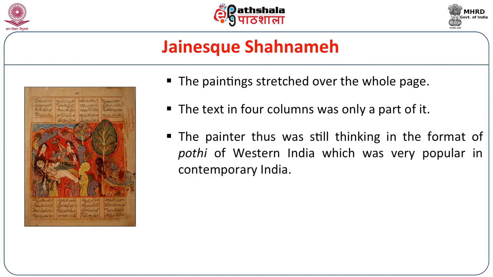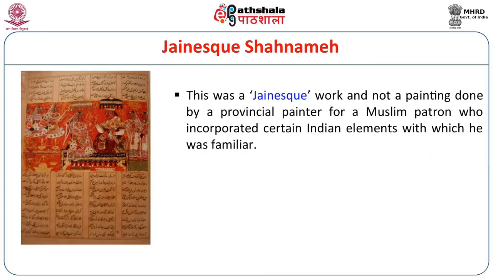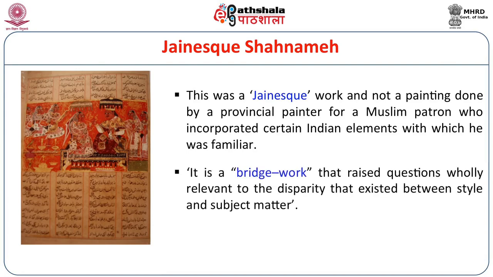The painter thus was still thinking in the format of the Pothi of Western India, which was very popular in contemporary India. This is a Jainist work and not a painting done by a professional painter for a Muslim patron, and the painter incorporated certain Indian elements with which he was familiar. It is like a bridge work that raised questions wholly relevant to the disparity that existed between the style and the subject matter. The style was essentially Jain, but the subject matter was foreign. So it can be said that indigenous styles became so independent that they could depict any subject with ease and elan.